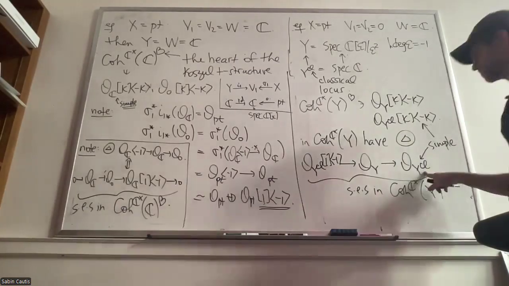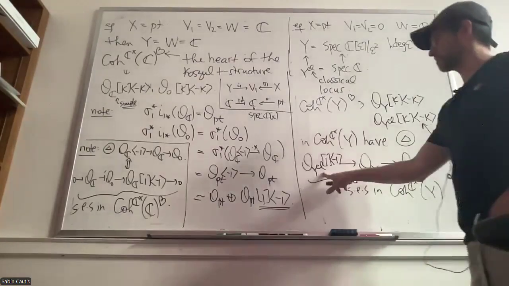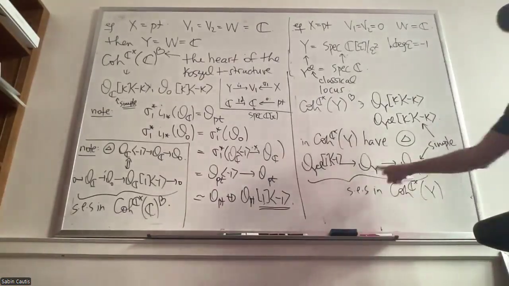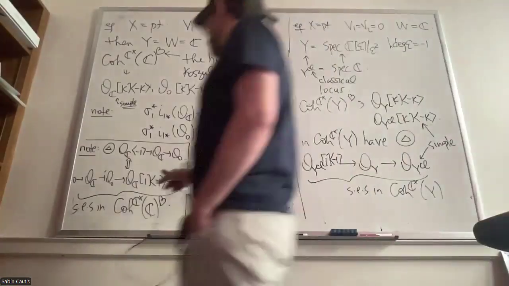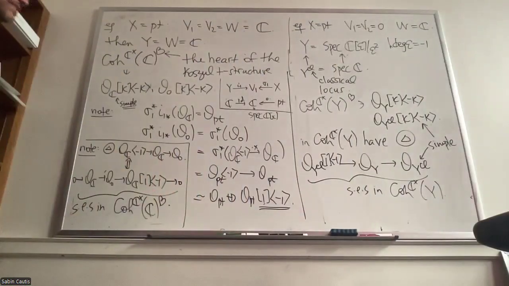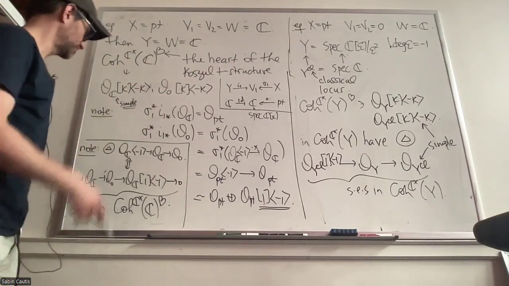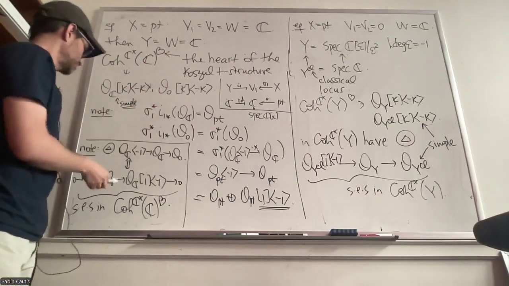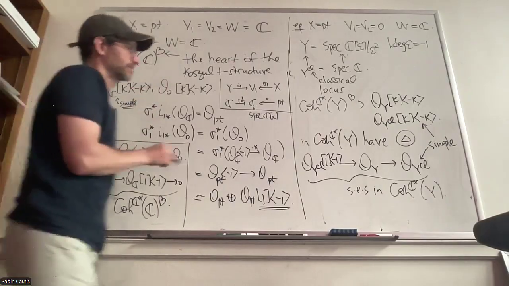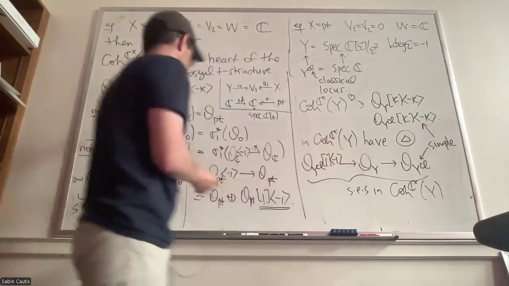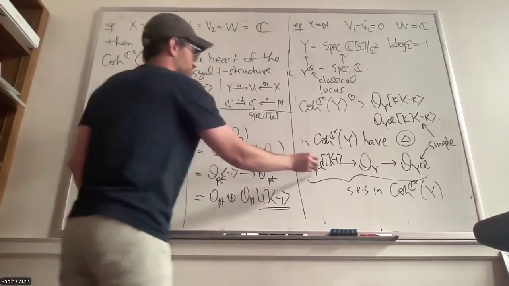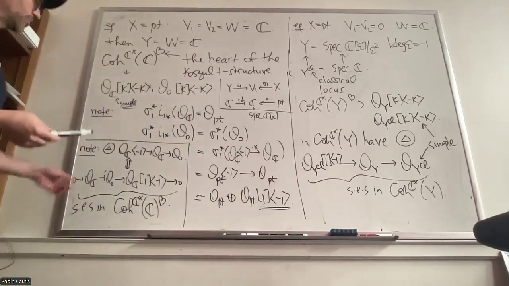So here's your simple. There's another simple, and that's an extension. And it's completely analogous to what's happening on this side. And it's not just by coincidence that it's analogous. In fact, there's a causal duality between these two sides, an equivalence of categories between these two sides, which takes this one to O of y and this one to that.